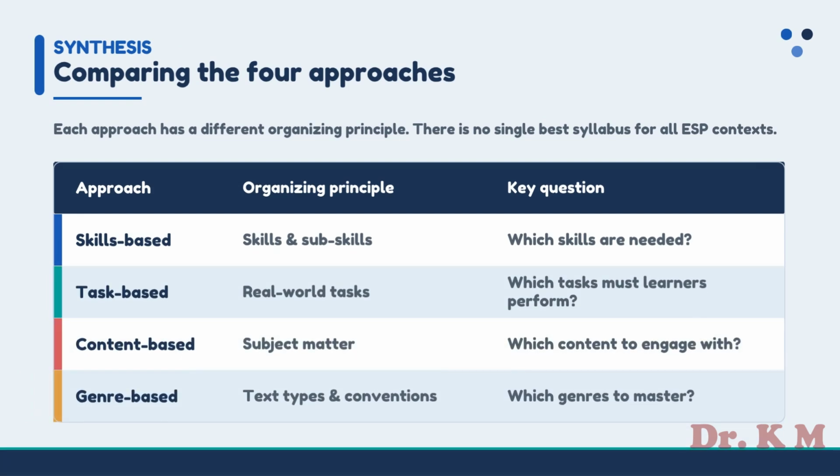Comparing the four approaches. This table gives a quick comparison. Each approach has a different organizing principle: skills, tasks, content, or genres. Each one can be highly effective depending on the context, the learners, and the goals of the course. Accordingly, there is no single best syllabus for all ESP contexts.